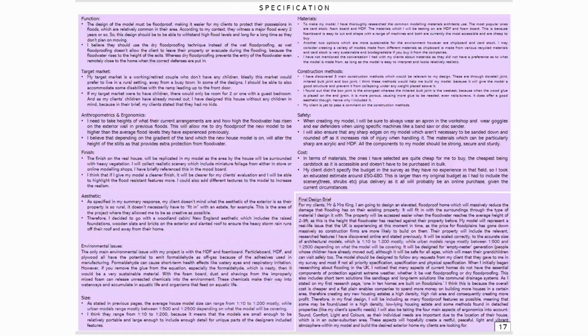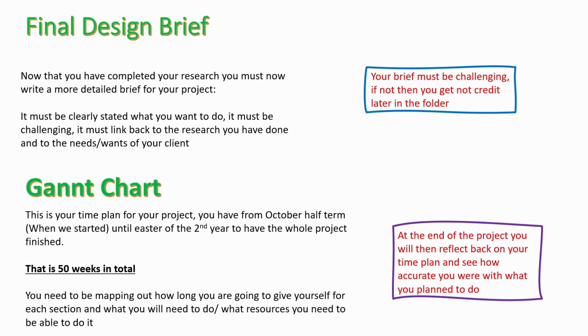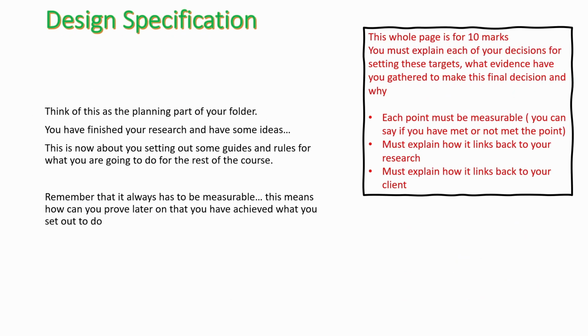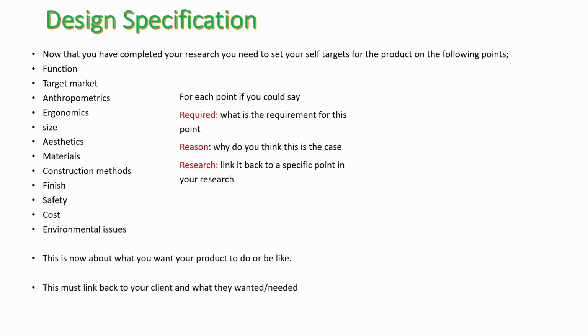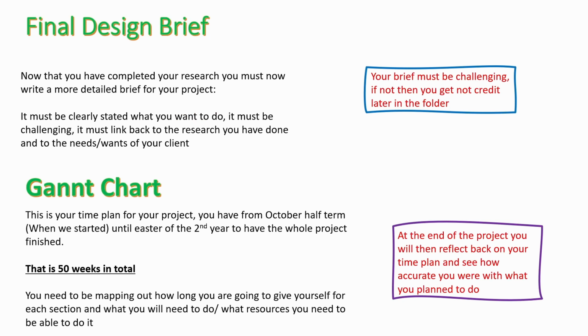Okay, so just remember, brief, spec, Gantt chart, 10 marks as a whole because it's that project planning part. Specification are those targets with these headings that you need to have. If you meet all those points, then it's a case of, this is my design brief, this is what I'm going to achieve or planning to achieve, and your Gantt chart is your time plan of, okay, I've got 50 weeks, here's what I've got to do. Okay, so that is your spec, brief and Gantt chart. Hopefully that made sense. If you've got any questions, please let me know.